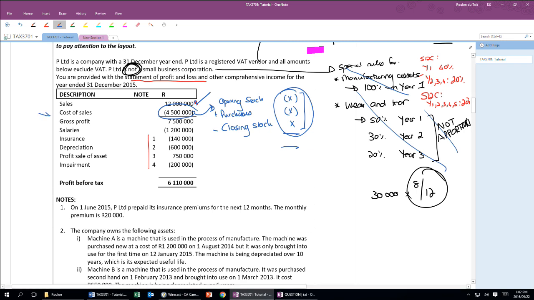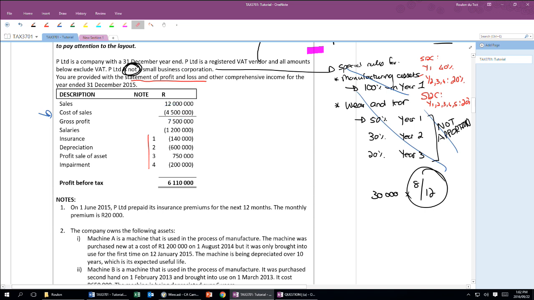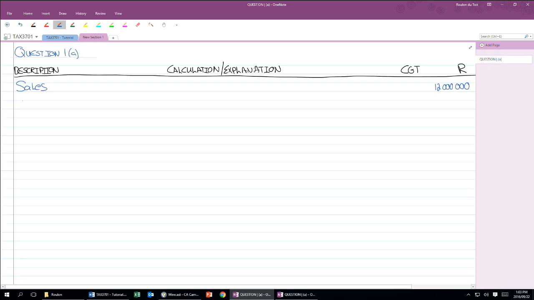Now, if you look in this question over here, they just gave us the cost of sales. They don't give us any further information. So what will we have to assume? We'll have to assume that the cost of sales has been calculated correctly and that we can use it for income tax purposes as well. So that 4.5 million rands has been calculated for income tax purposes. We have our cost of sales amount.